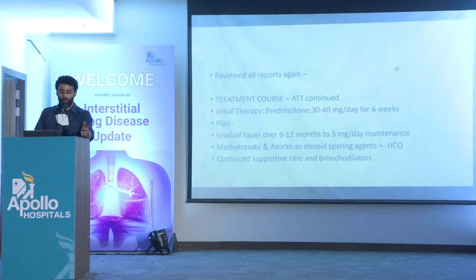We started her on a dose of 0.5 to 0.6 milligram per kg, 30 to 40 milligrams per day, for the initial 6 weeks. The plan is to gradually taper over the next 6 to 12 months to a lower dose of 5 milligrams per day as maintenance. Once the TB treatment is over and after assessing response, then maybe we are justified in adding more immunosuppressants such as methotrexate or azathioprine plus or minus HCQ, along with continued supportive care and bronchodilators. So here the patient was labeled as sarcoid, but AKT was continued, and she showed a dramatic response with the initial steroids itself.